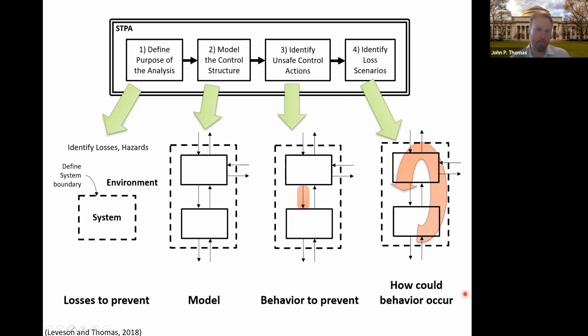Step 2 is we need a model. We're going to analyze a model. Well, we have to create the model, or if it doesn't exist, or at least draw and represent the model. That's step 2. Step 3 and 4 are about analyzing the model. You have to start somewhere.